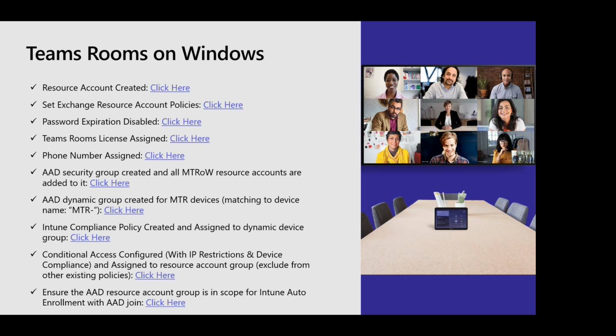So getting back to the presentation here, if we're looking at the first 4 that are on here, I consider those absolutely mandatory. If you want a successful Teams Rooms deployment, you're going to do the first 4, and there's really not much of a way around it, right? You're going to want to create the resource account. You have to with a Teams Room. You're going to have to set the Exchange resource account policies. There's certain things that you're going to have to do there, right?